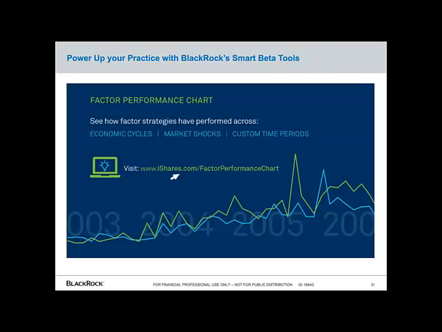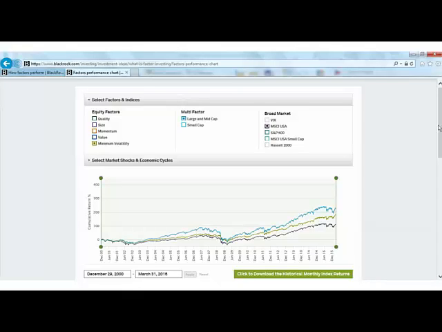The factor performance chart is designed to educate how factors perform at different stages of the economic cycle and during different market shocks. It allows you effectively to compare one factor versus another and to compare factors generally versus the market. The idea here is to illustrate factor performance in a manner that is very flexible and customizable to your specific questions and your specific needs.